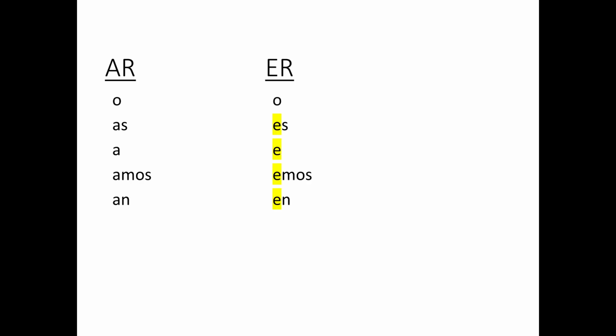Then, just recently, we learned ER ending verbs. That's very similar to AR. The only thing that changes is the A to E. O, es, e, emos, en. And then we went to the last group of regular verbs, and as you can see, the endings are o, es, e, imos, en. So exactly the same as ER. The only thing that changes is the conjugation for nosotros.